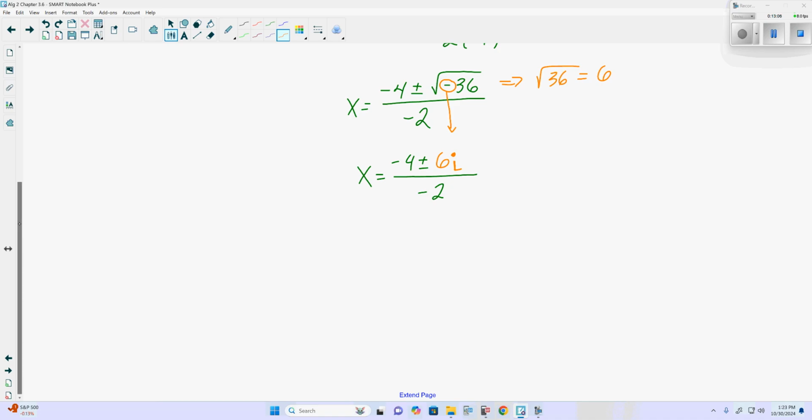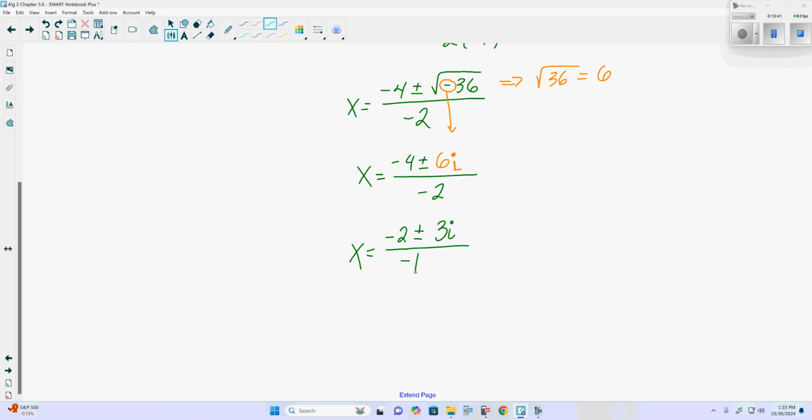Now we have a few things happening here because we can reduce this. As we can reduce all three of these terms by a factor of 2. So if we did the division like we did the other day, well, -4 divided by 2 is -2. Our 6i divided by 2 is 3i, and -2 divided by 2 is -1.